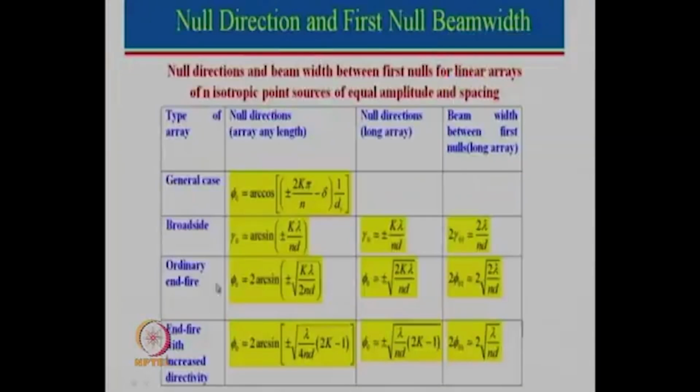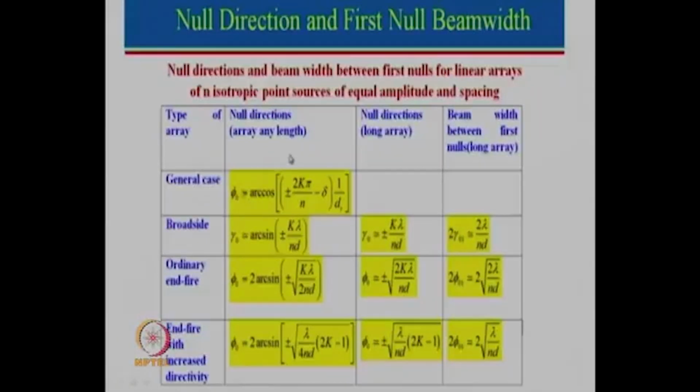All these general cases are given over here. First is the general case where psi will have a delta term, delta can vary anything from 0 to 180 degree, and this one is a null direction for any length. This is an approximation which is used for a long array. Normally, a long array means the number of elements is more, that means n is large, the array will become large. So some approximations have been made here, and then the beamwidth between the first nulls expression is given here. So let us say for broadside.